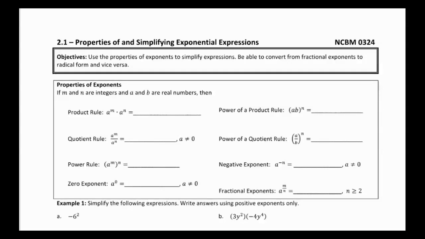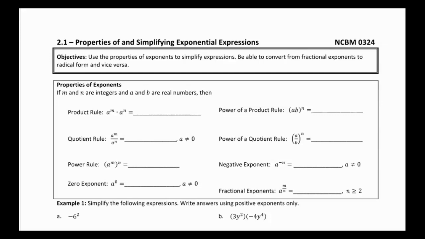Section 2.1, Properties of and Simplifying Exponential Expressions. The objectives for this section are to use the properties of exponents to simplify expressions and to be able to convert from fractional exponents to radical form and vice versa. These are the properties of exponents.